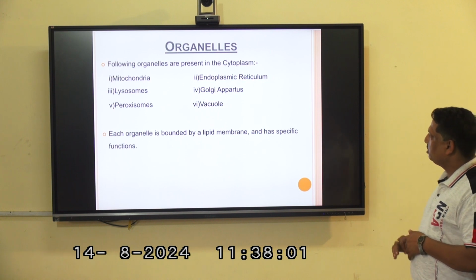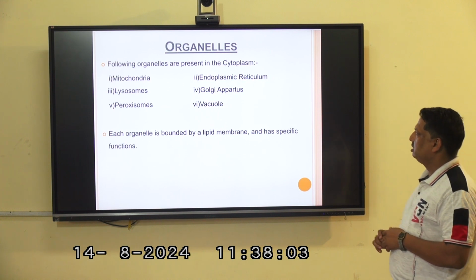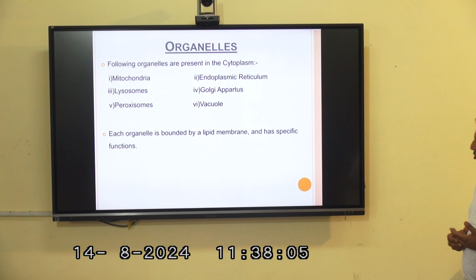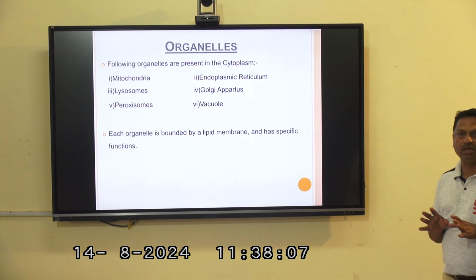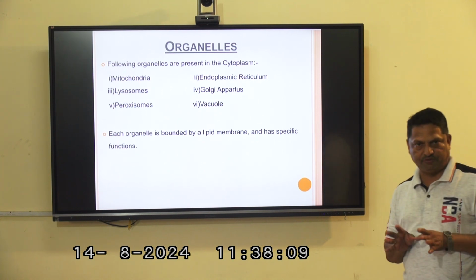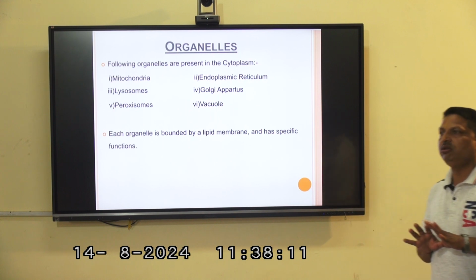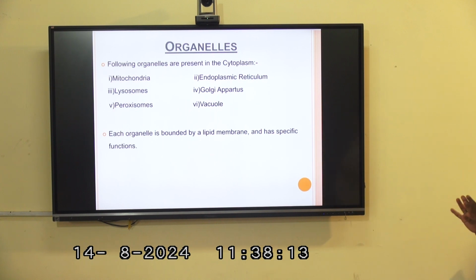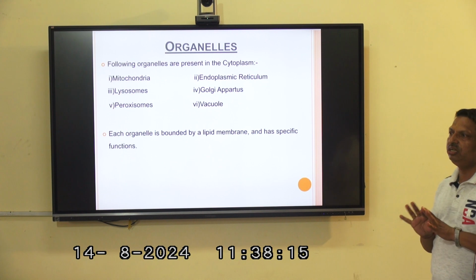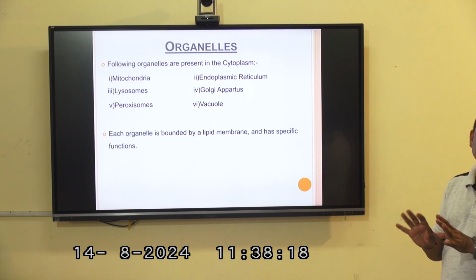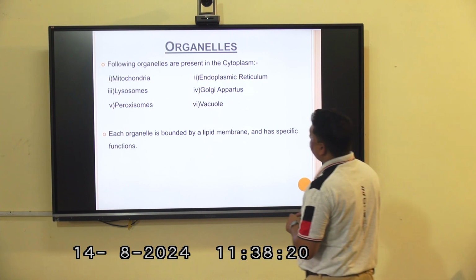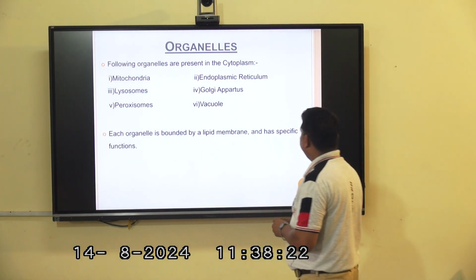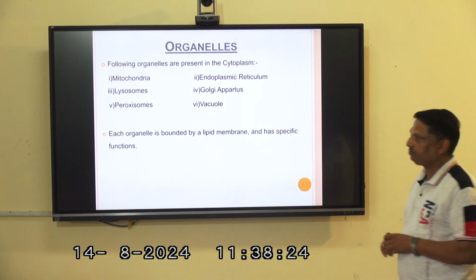Likewise, there are the endoplasmic reticulum, Golgi apparatus, lysosomes, peroxisomes, and vacuoles. Each organelle performs its own different role for unicellularity, and particularly for the regulation and balancing of the whole cell's constituents. Each organelle is bounded by a lipid membrane and has a specific function.